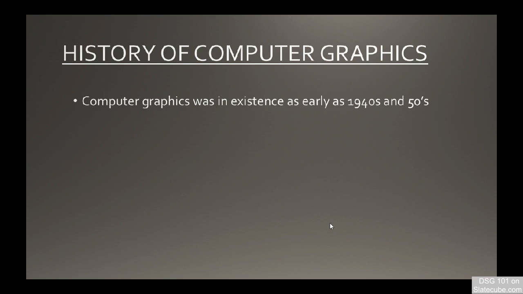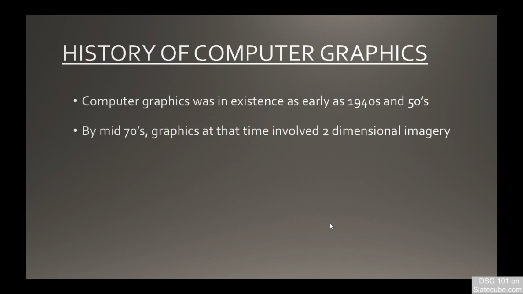Computer graphics has been in existence as early as the 1940s and 50s. I only recently got to know about computer graphics in 3D, in 2009, and I really didn't understand what it was for, so I'm explaining it. By the mid 70s, graphics at that time involved two-dimensional images only. So there are two-dimensional images, 2D. I'll explain what that means.